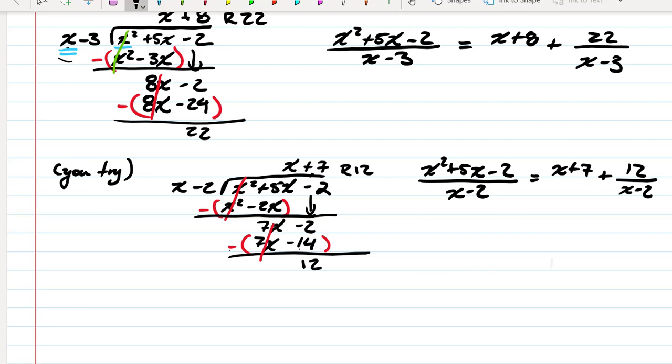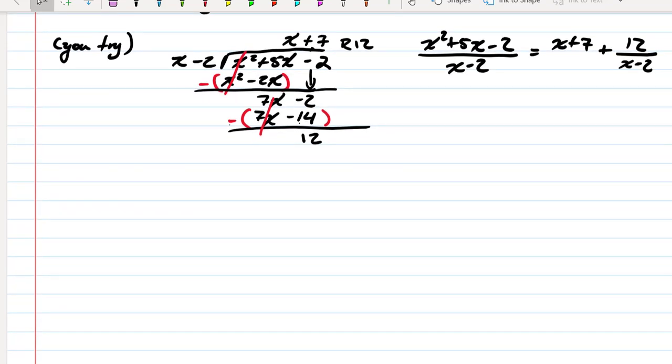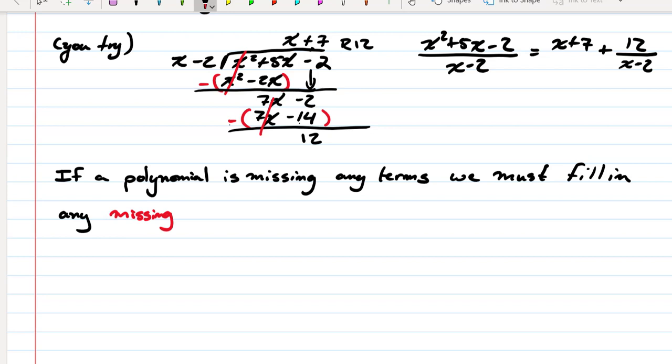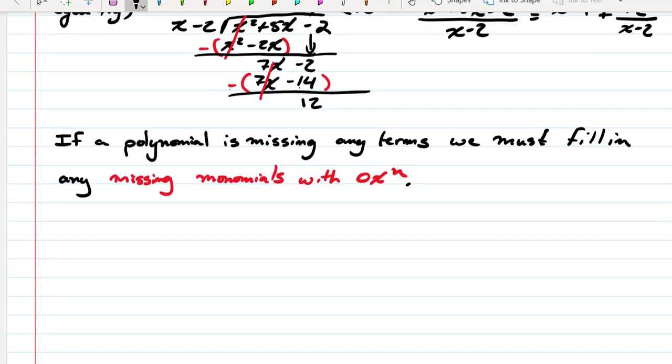All right, so one thing we do have to take note of with polynomial long division is the following. If a polynomial is missing any terms, we must fill in any missing monomials with 0x to the n. So what I mean by that is the following.